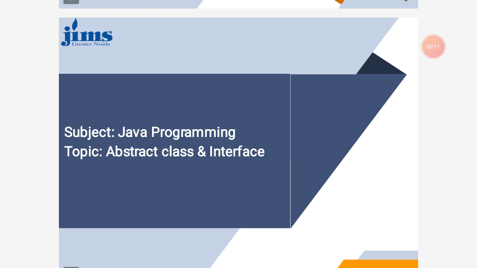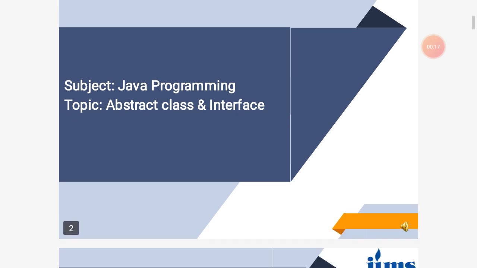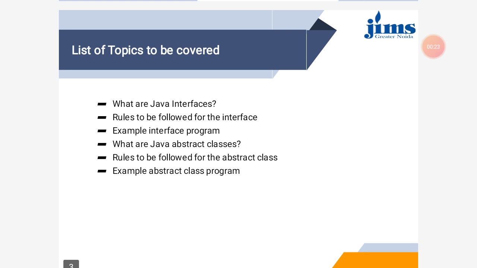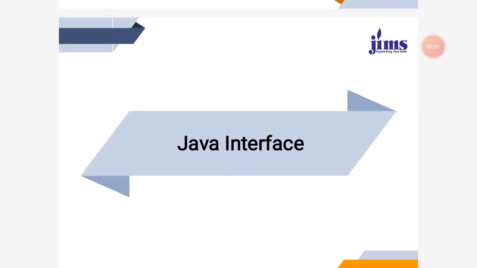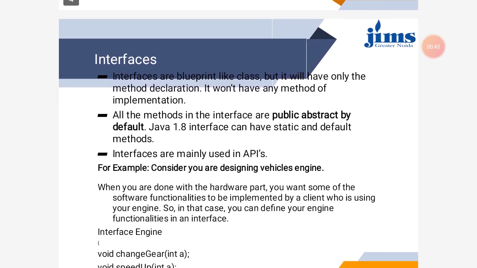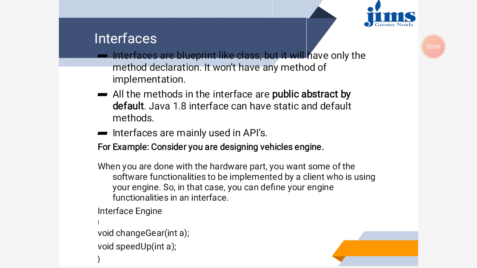Today we are going to discuss one topic, abstract class and interface of Java programming. In this particular presentation, we will talk about interfaces and these subtopics we will cover. Java interface: using Java interface, we can achieve one very popular property of object-oriented programming, that is abstraction. So to understand abstraction, first of all, we need to understand what is interface and how and why this is used.